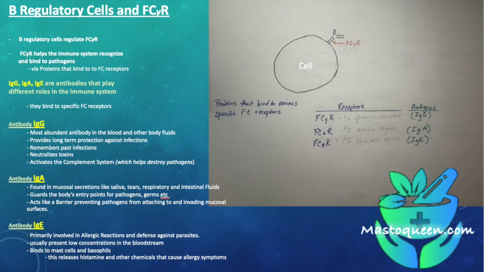Now, the antibody IgE is primarily involved in allergic reactions and defense against parasites. They usually present low concentrations in the bloodstream. These also bind to mast cells and basophils. This releases histamine and other chemicals that cause allergy symptoms. So the easiest way to remember this is IgG is pathogens, IgE is parasites and allergic reactions.